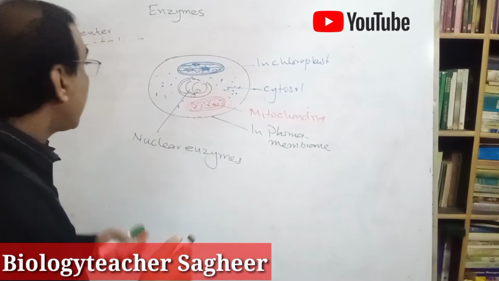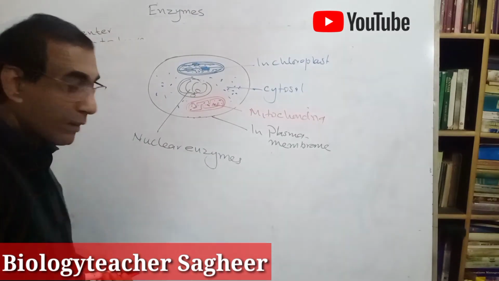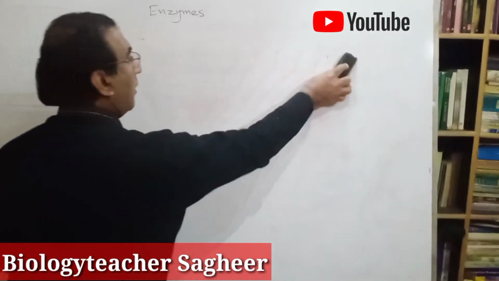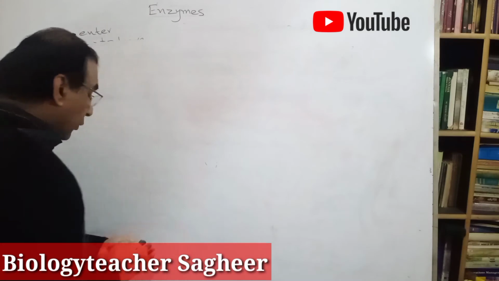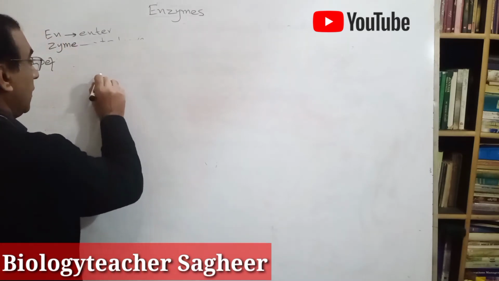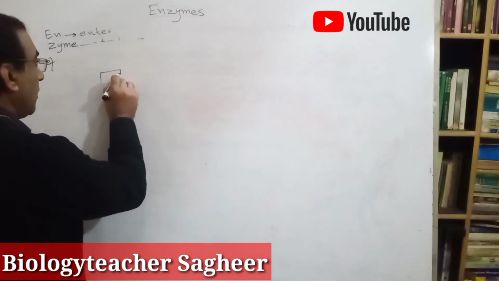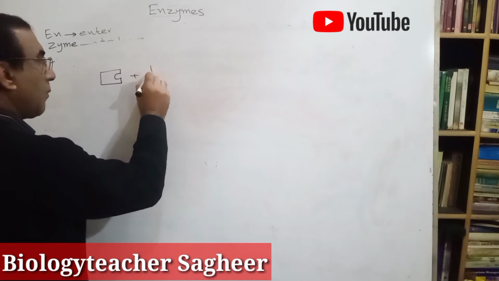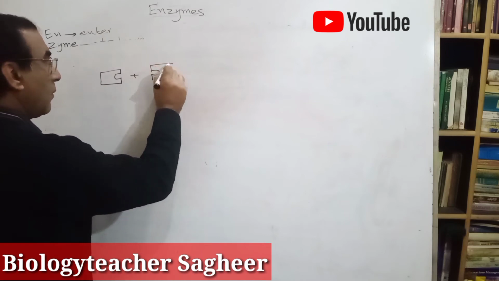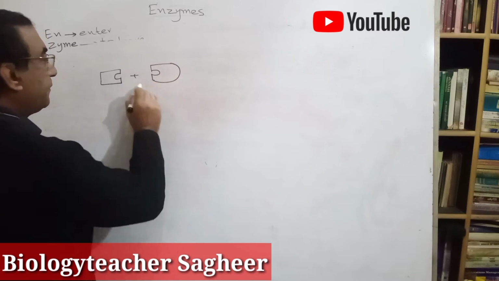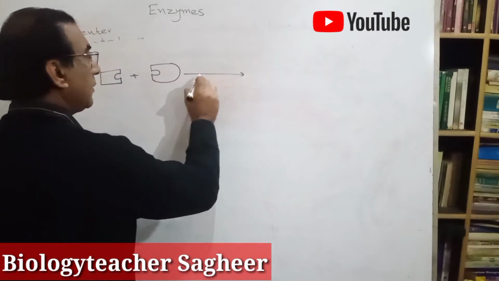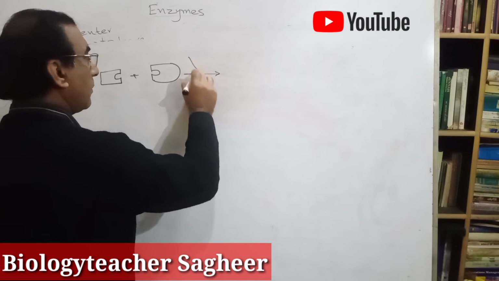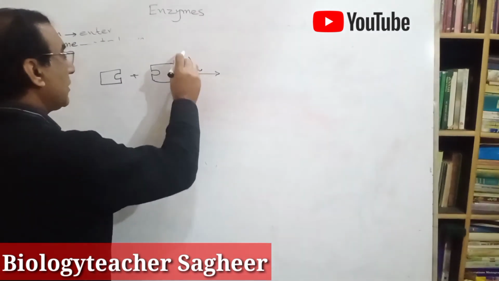Okay, how do they carry out the reactions? Suppose here is a substrate. This is one substrate, and here is another one. The enzyme would react with these two substrates. Suppose this is an enzyme.